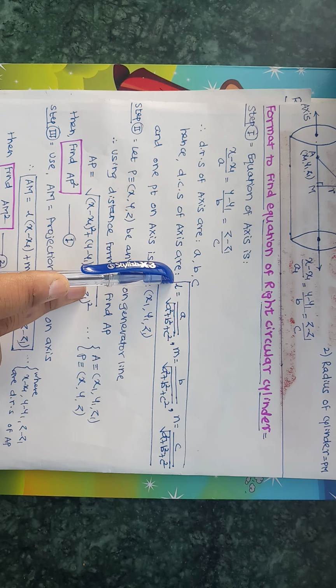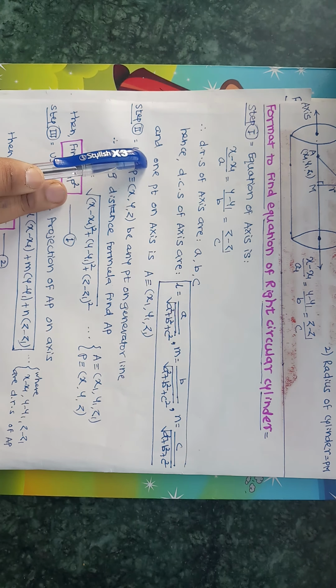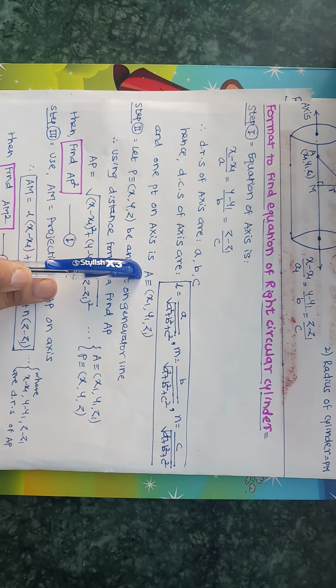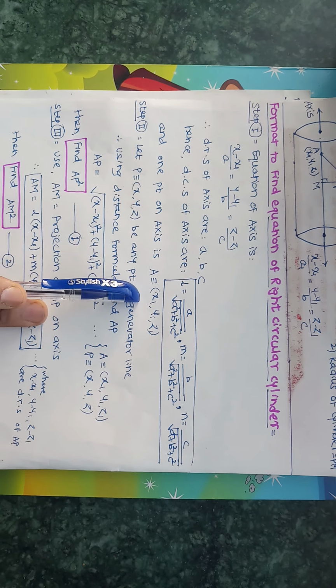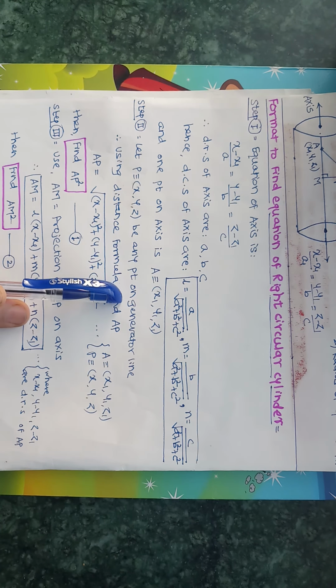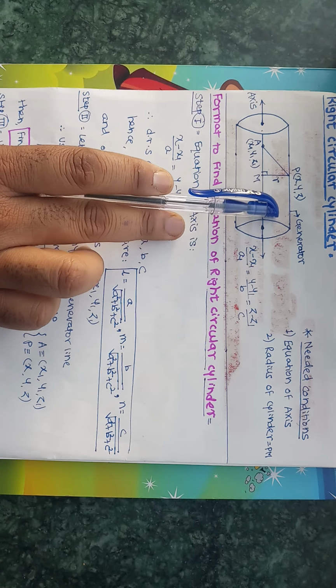In a right circular cone, there is only a need to find DRs of axis. Here, using DRs, you have to first find DCs, L, M, N. And here is one point on axis. Obviously it is A, (x1, y1, z1) as shown in the figure. P(x, y, z) is any point on the generator line. This is the generator line, as I have told earlier.